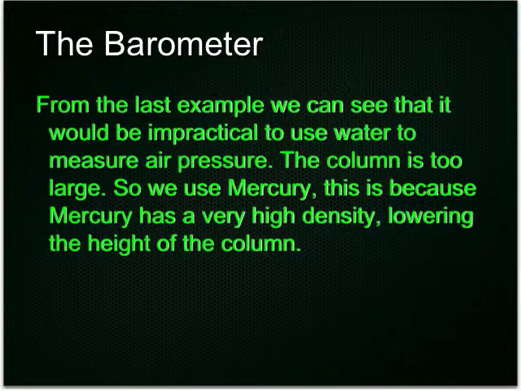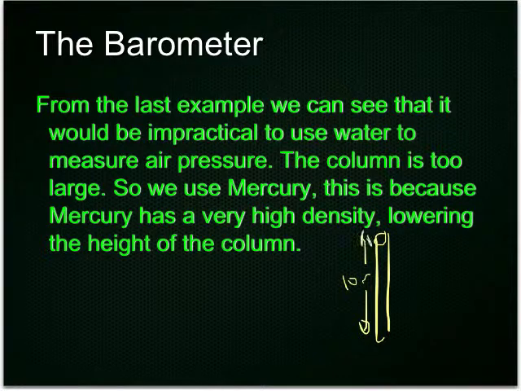So if we were going to use a scale, we could use a water tube, and we could compare the atmospheric pressure with the height of water in a tube. Now it wouldn't be very portable because the height of the water in the tube would be about 10 meters. So what you can use instead is something like mercury, which is a very dense liquid, and the column of that would be 0.76 meters.